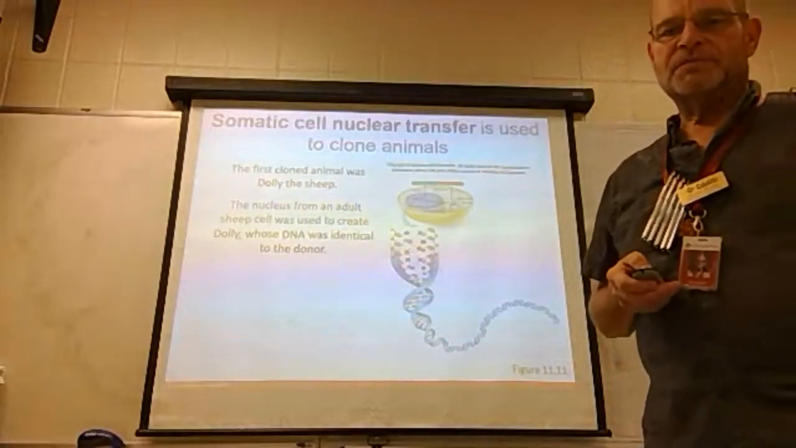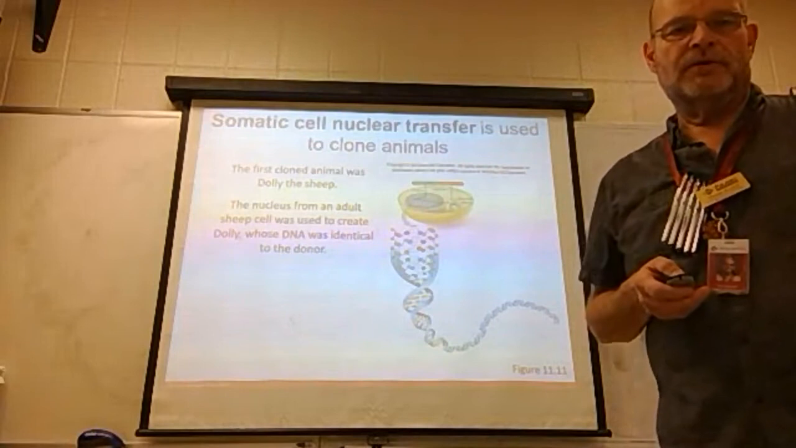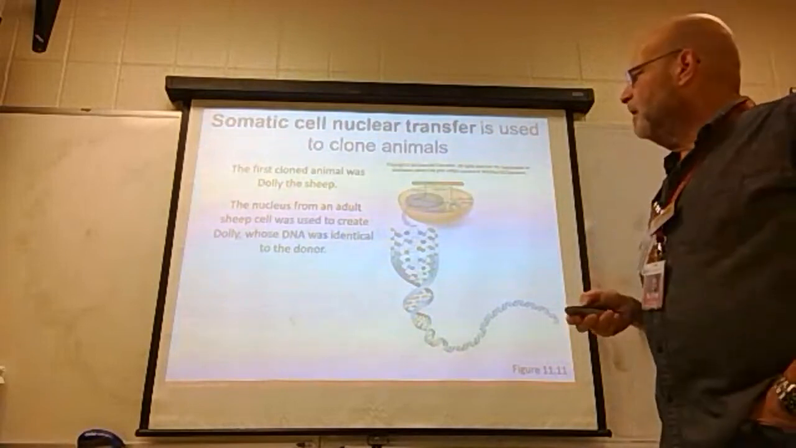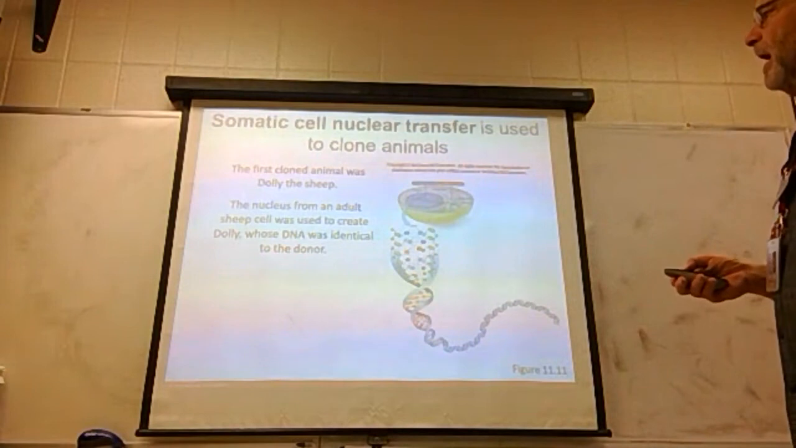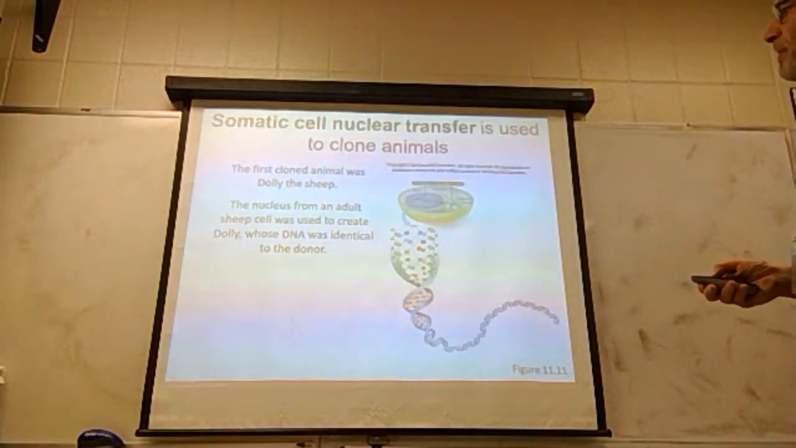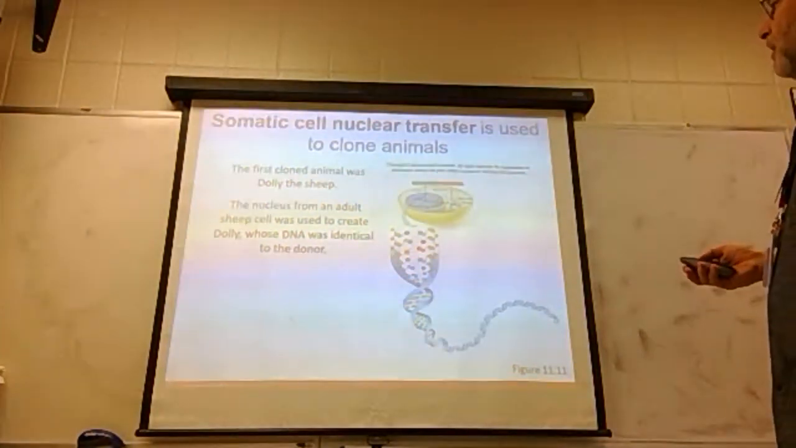For about 20 years before Dolly, we have been able to clone frogs and salamanders and some other amphibians. But Dolly was the first sheep. Ultimately, what they did to create Dolly was they took the nucleus from an adult sheep cell and used it to create Dolly, whose DNA was identical to her donor.